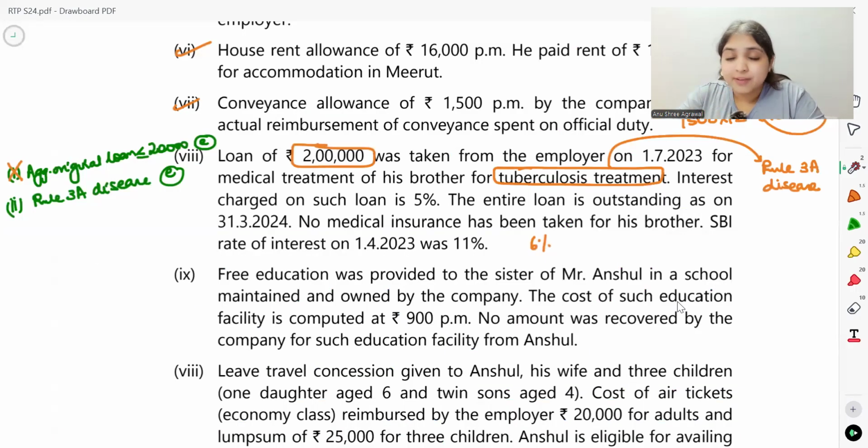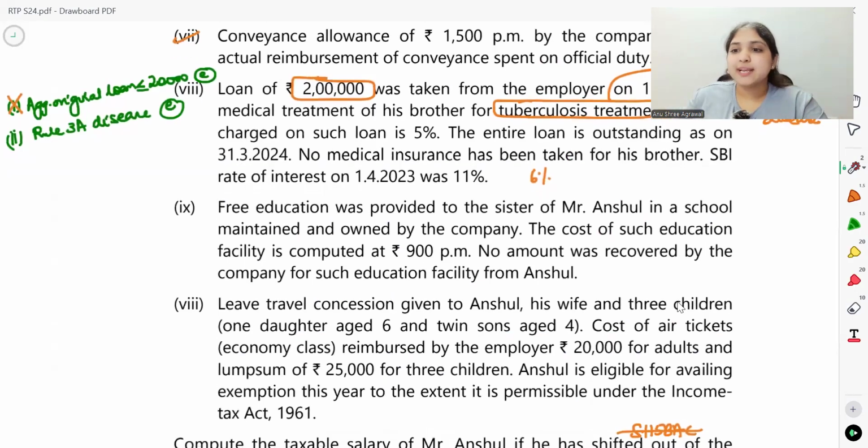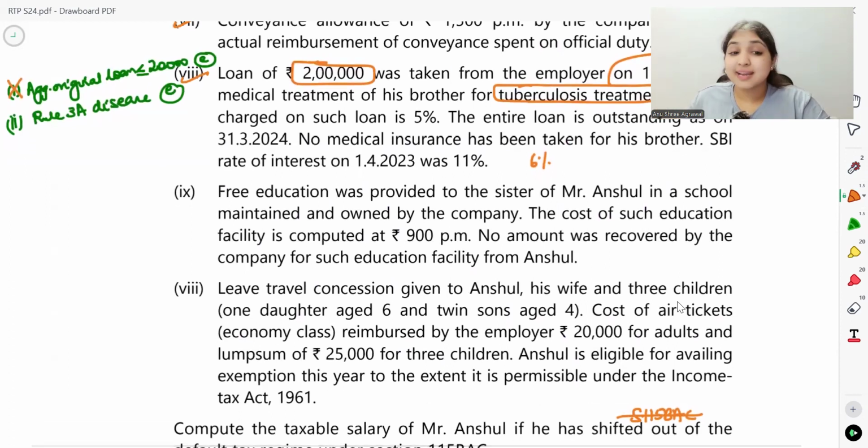Hello everybody, feeling confident? Yes, come on, let's go forward. Let's go to the 9th adjustment, guys. Yes, 9th adjustment. Just 2 more adjustments. Come on, let's finish them. Free education was provided to the sister of Mr. Anshul in a school maintained and owned by the company.